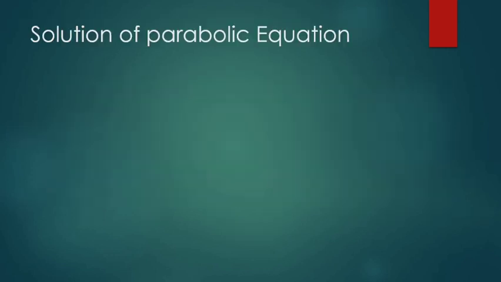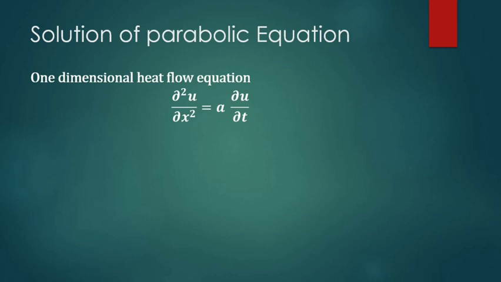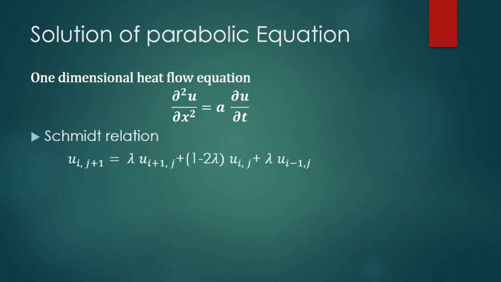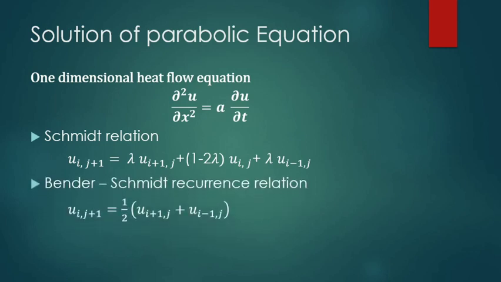A solution of the parabolic equation, in particular the one-dimensional heat flow equation that we have already discussed, ∂²u/∂x² = a ∂u/∂t. The solution can be obtained using two methods. First one, Schmidt relation, and second one, Bender-Schmidt recurrence relation. As we have already seen, the value of u at the (j+1)th row is obtained using the value of u at the jth row.